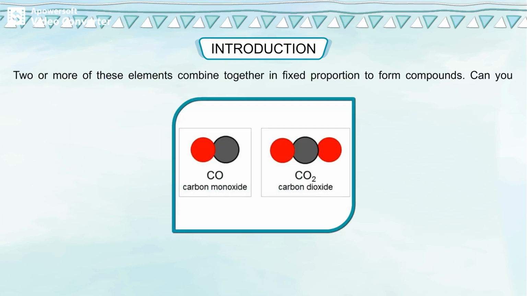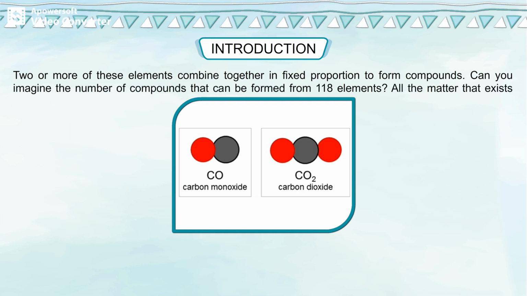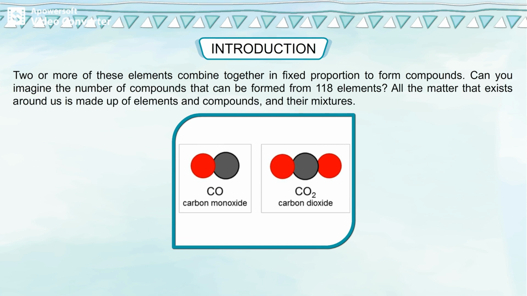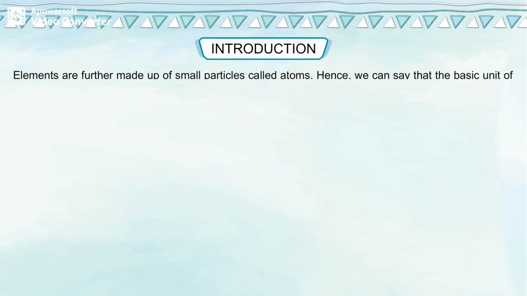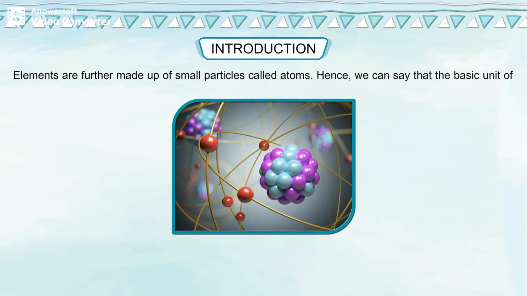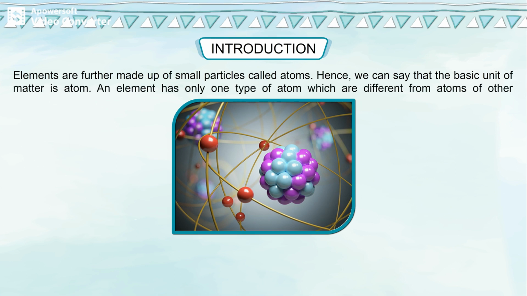Two or more of these elements combine together in fixed proportion to form compounds. Can you imagine the number of compounds that can be formed from 118 elements? All the matter that exists around us is made up of elements and compounds and their mixtures. Elements are further made up of small particles called atoms. Hence, we can say that the basic unit of matter is atom.